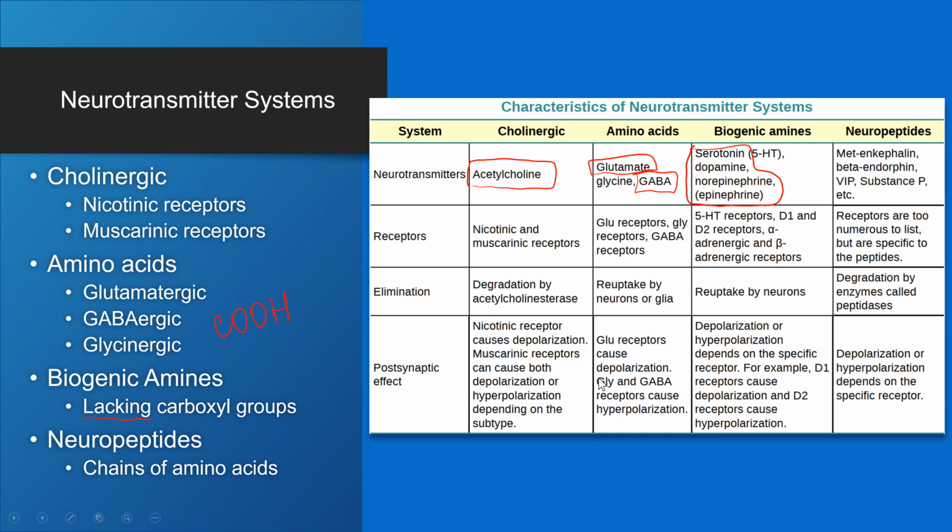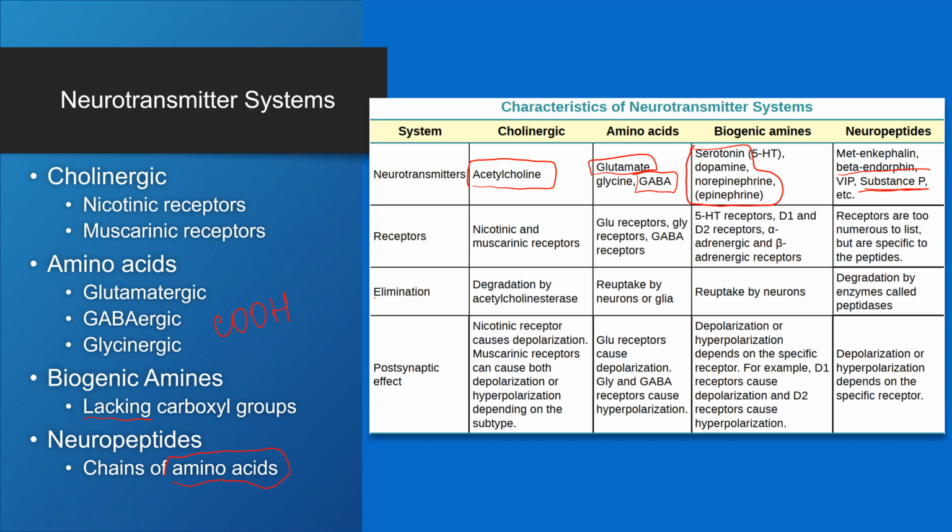And neuropeptides. Well, peptides means small proteins, so they're made of amino acids. An example over here is beta endorphin or substance P. Substance P allows you to feel pain. But again, we classify them based on their structure. They can be either excitatory or inhibitory, depending on their receptors. They do have different receptors over here.